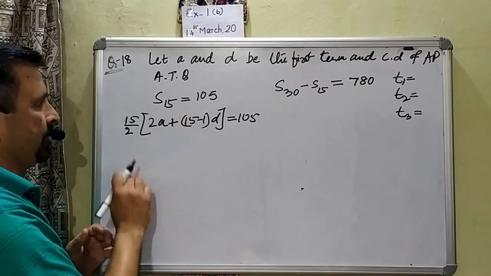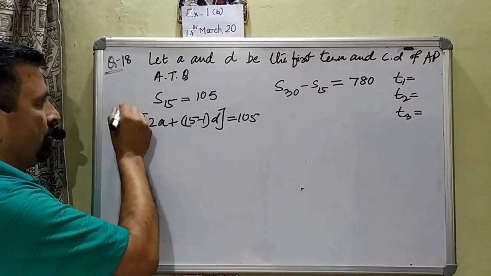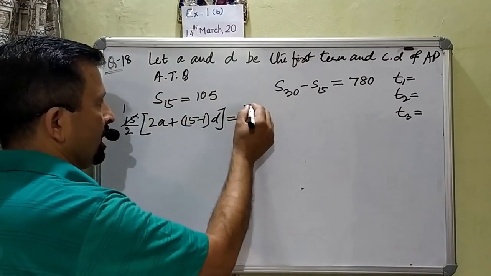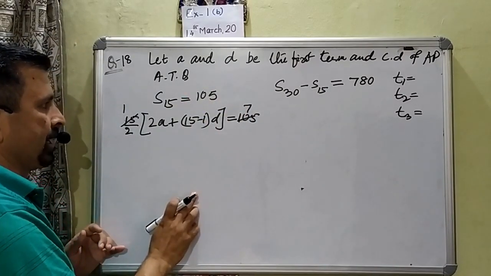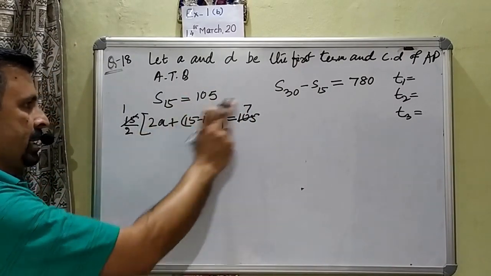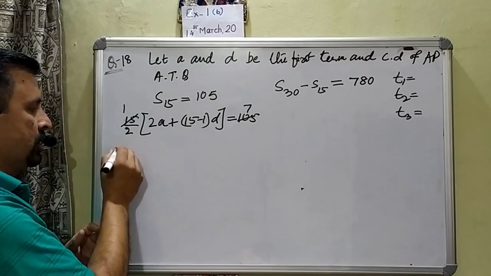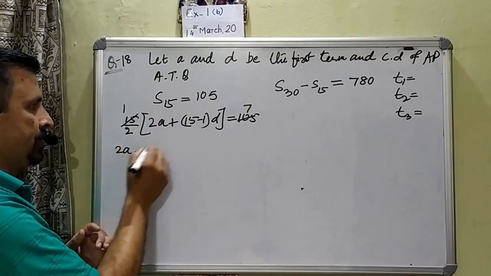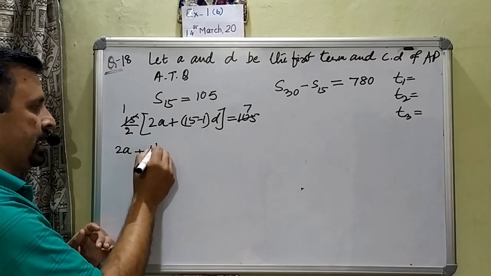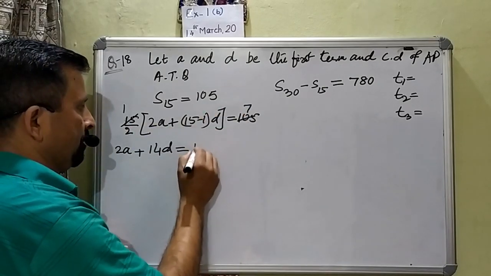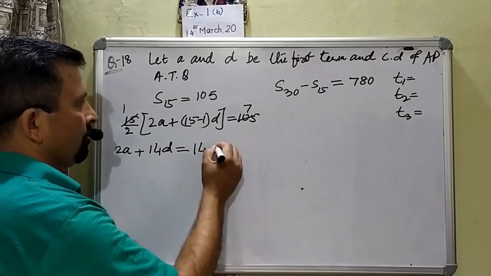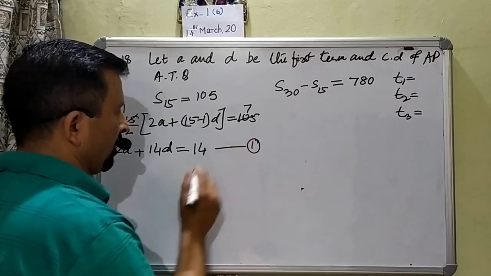Now we can simplify this. 15 ones are 15, and 15 sevens are 105, so these two will go to the right hand side. Then this becomes 2a plus (15 minus 1) d, which is 14d, and this is equal to 7 twos are 14, which is 14. We got this equation. We will name this equation number 1.